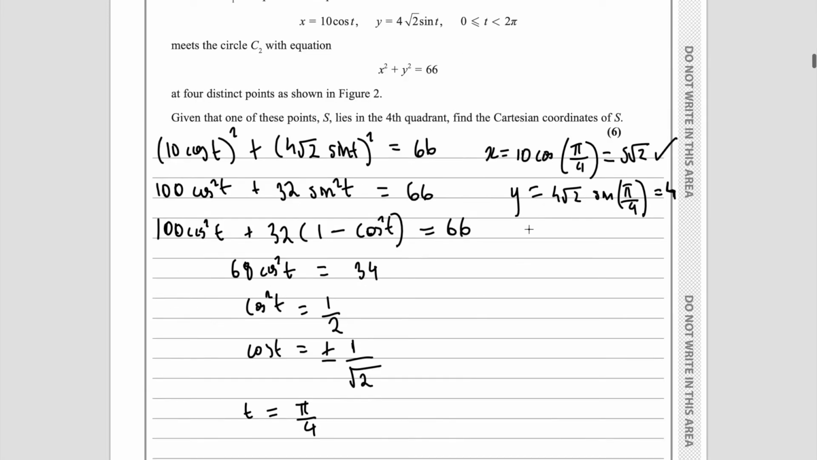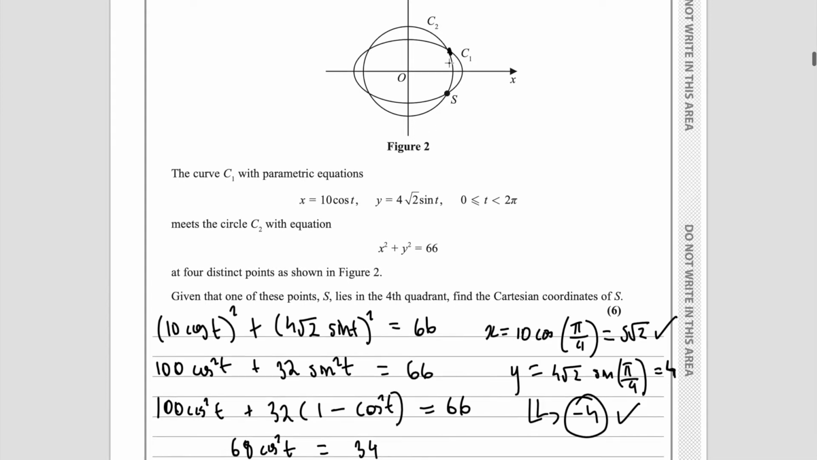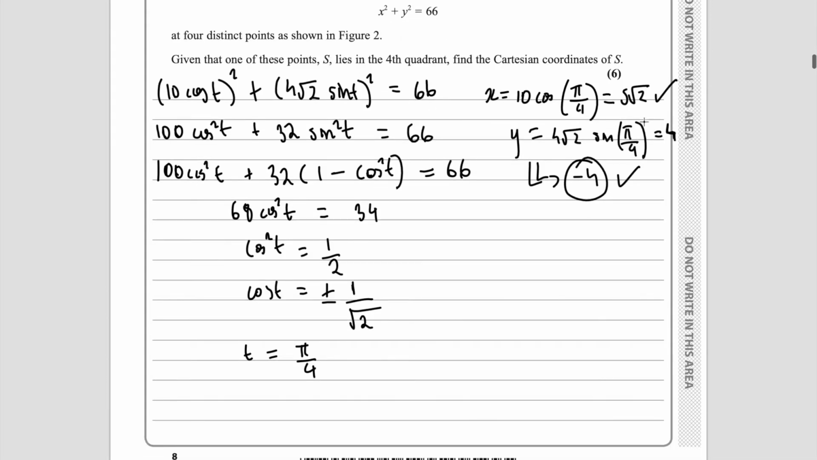So if we just simply negate what we've got here as minus 4, that should give us the correct value of y. So we got the positive y value, but we're interested in the negative version of that, which is going to be the fourth quadrant and is therefore going to be the negative of whatever we found there, which was 4, which became minus 4. So the coordinates of S are going to be 5 root 2, minus 4.